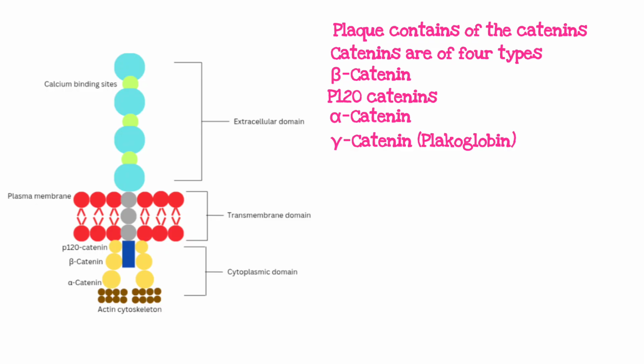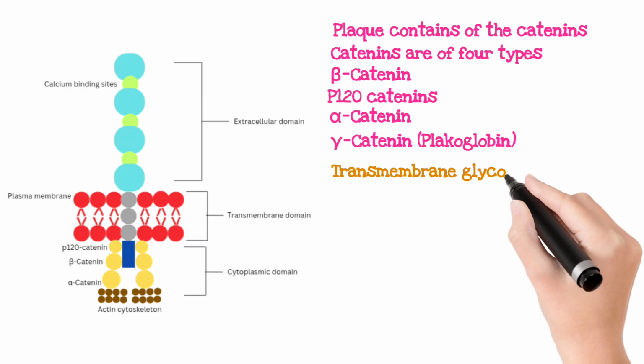P120 catenin stabilizes cadherins at the membrane by preventing their degradation. Alpha catenin interacts with beta catenin and directly binds actin filament. Gamma catenin, that is, plakoglobin, is similar in structure to beta catenin but functions in both adherens junctions and desmosomes.